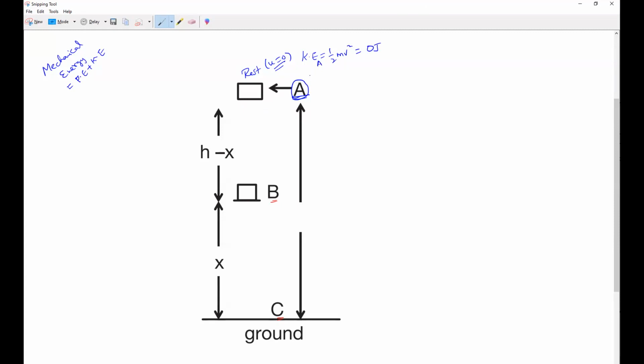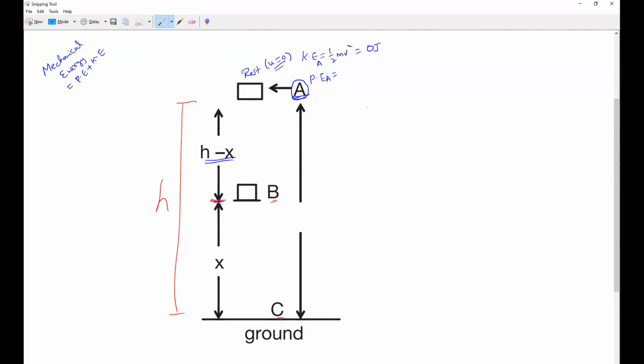Since it is above the ground, only potential energy will be possessed. The total height is h, and the distance up to point B is x. From A to B, what is the remaining distance? The total height is h, and till here we consider x, so the remaining distance is h minus x. Am I right or wrong?